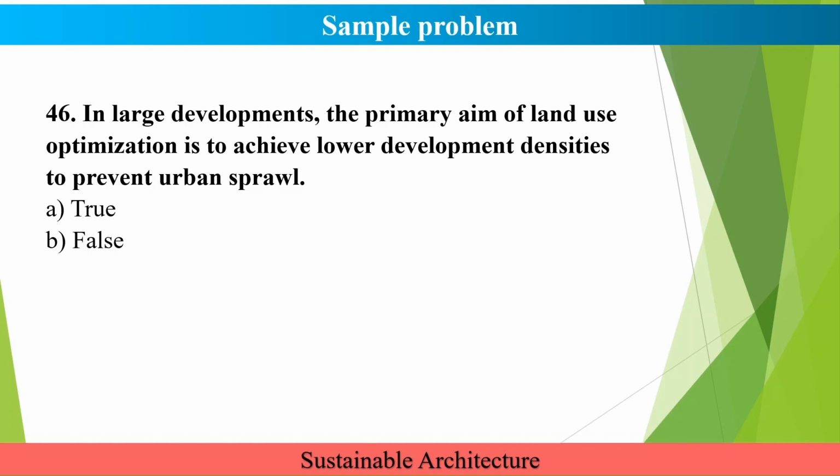It is false. When you are talking about land use optimization in large development, it aims to achieve higher development densities, not lower. This approach limits urban sprawl by utilizing the site more effectively, as governed by the local bylaws and regulations. So option B is absolutely right. Can we move to the next question?